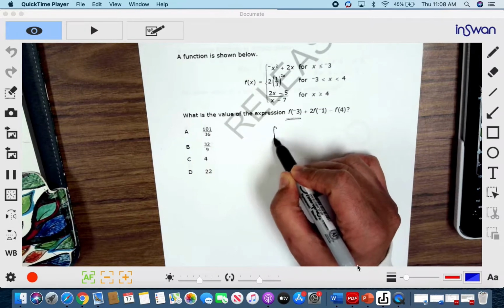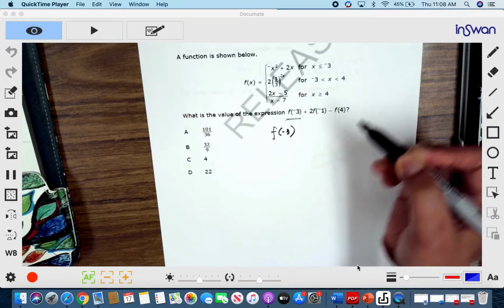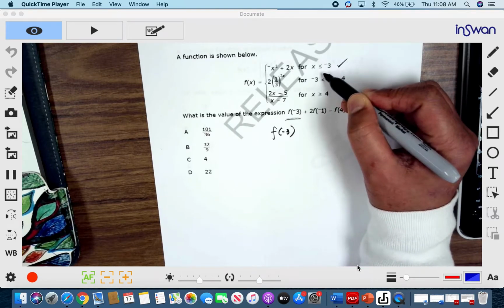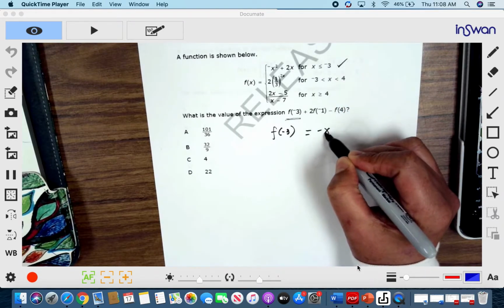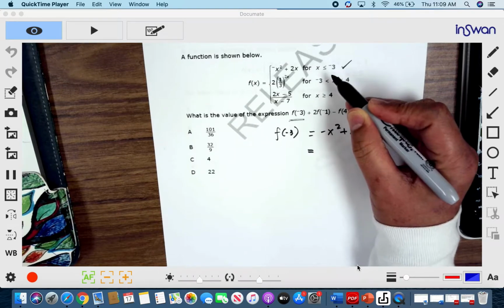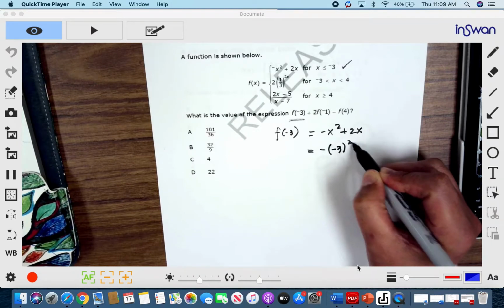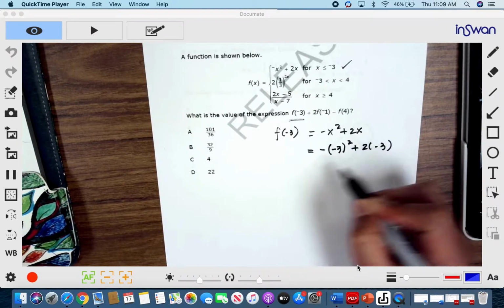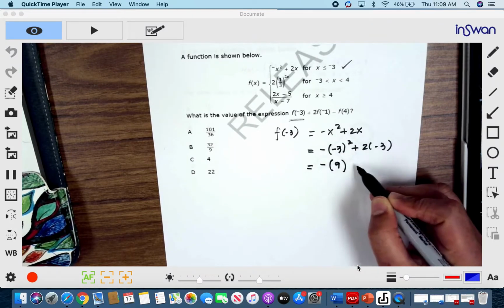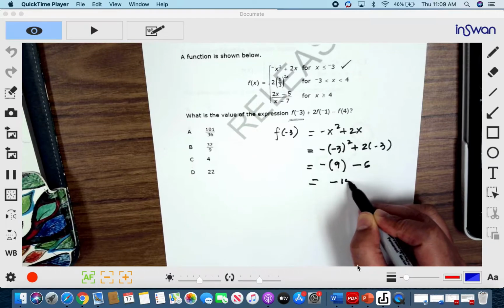Let's first do f(-3). This means that your x here is -3. From our given conditions, it will be true at the first function, -x squared plus 2x. Plug in the value of x, which is -3. That will be negative of (-3) squared plus 2 times -3. This gives us the negative of +9, because -3 times -3 is +9, minus 6. So you have -9 minus 6, which is -15.